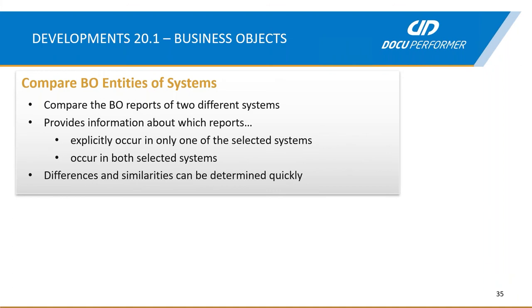It's now also possible to compare BO entities of systems. You are used to this functionality from the BW side, right? So it's possible to see which objects of a type exist in system A, which objects of a type exist in system B, and where both systems have the objects in common. This is now also possible for BO reports, meaning Design Studio and Lumira reports, and also Webi reports and so on.